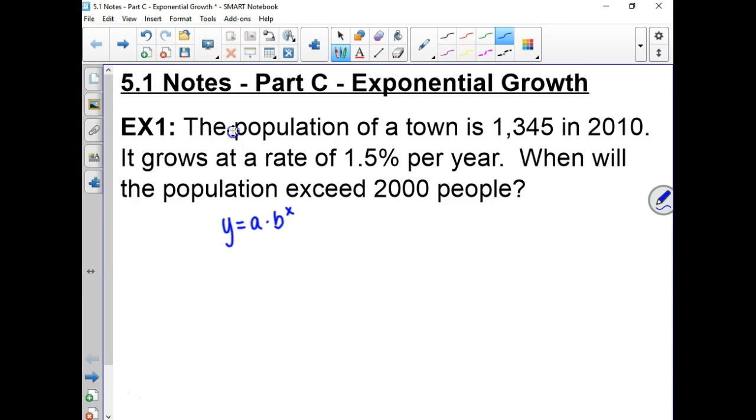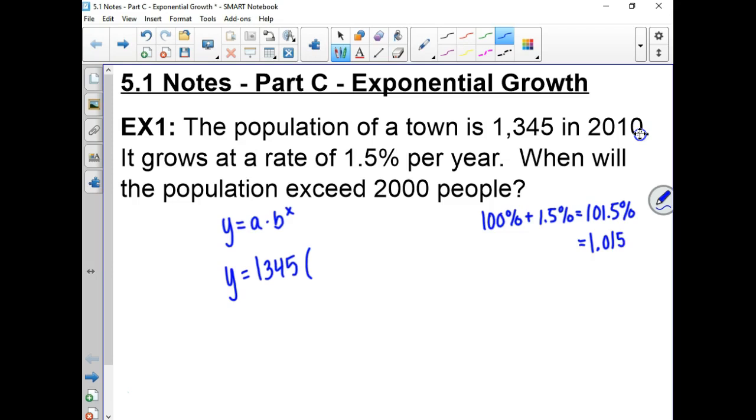So, for this problem, our population of a town is 1,345 in 2010. That is our initial value, so we're going to have y equals 1,345 times. Now we need to find our b. We find our b by taking 100%, adding 1.5%, which is going to give us 101.5%, and then changing that to a decimal, which is going to be 1.015.